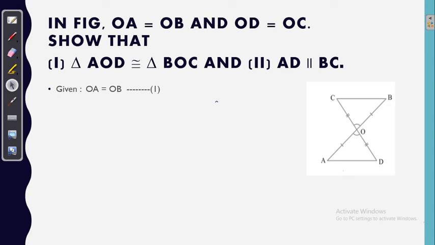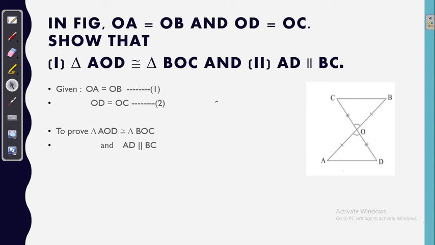Yes, correct. Supraja was saying something. What is that, Supraja? The same thing, ma'am. Yes, so your answers are correct. That's how we are going to prove this. We are given that OA equals OB and OD equals OC. Now we need to prove that these triangles are congruent, as your friends were telling me.